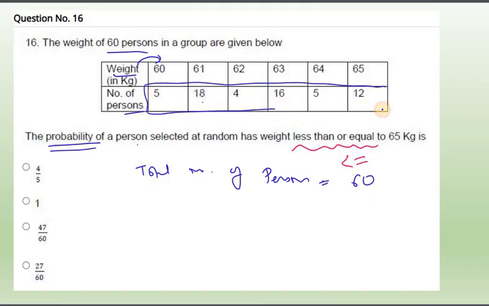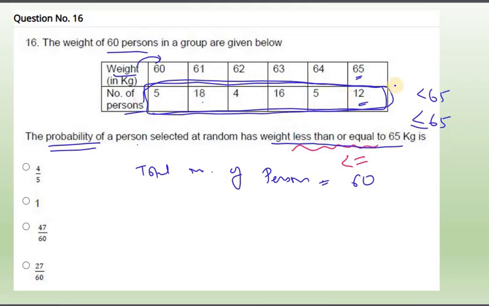at random from these persons has weight less than, this is very important, that's why I have written it in red color, less than or equal to 65. This is 65 and we have to include this also. If it is less than 65, we should not include 65, but here it is given less than or equal to 65, which means all these persons are less than or equal to 65. All these, how much? 60 total, no?